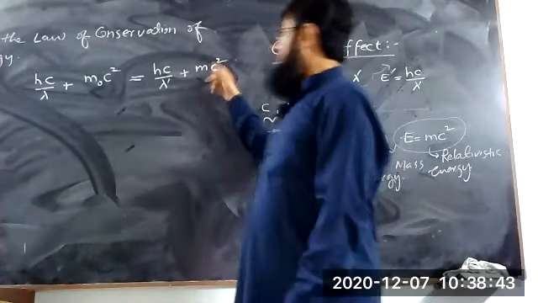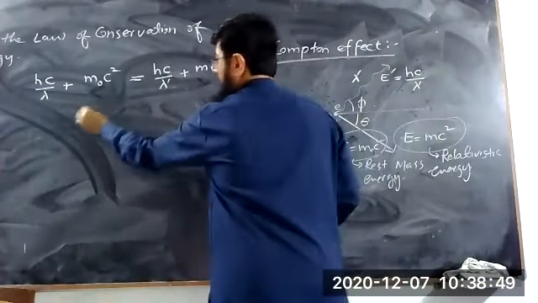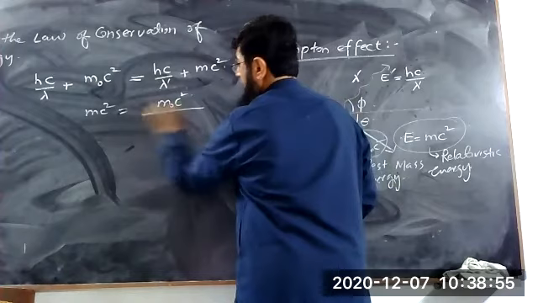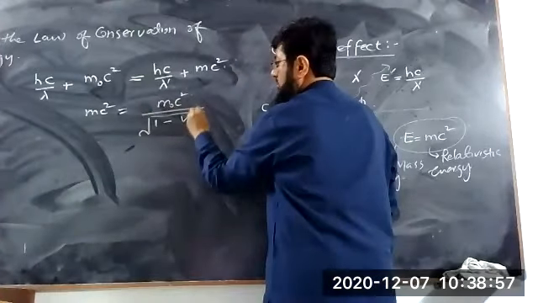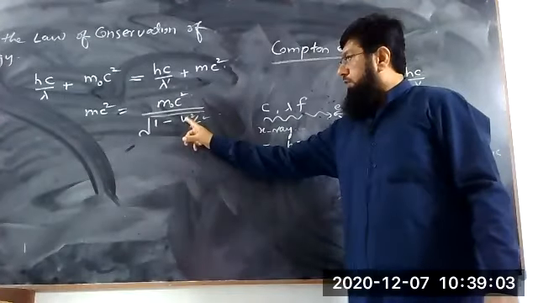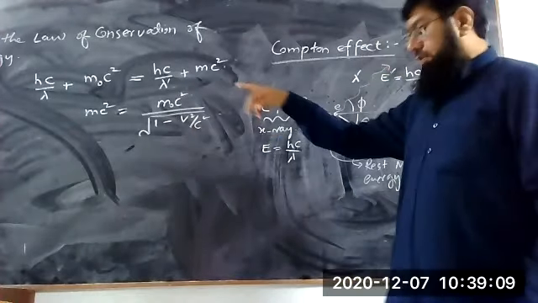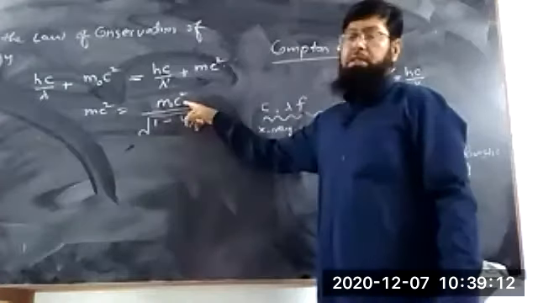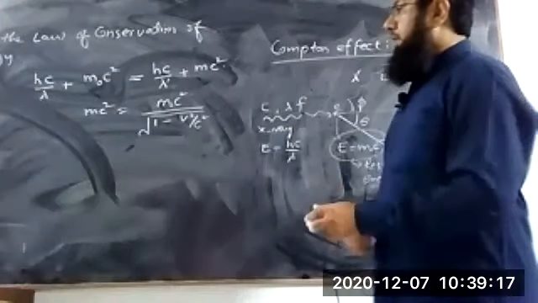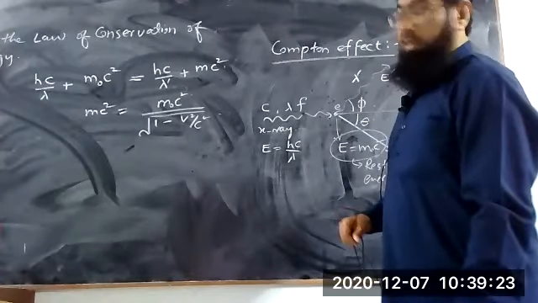Now mc square can be rewritten as m naught c square divided by the square root of 1 minus v square over c square, and this is known as the Lorentz factor. Here v is the velocity of the electron and c is the speed of light. So the relativistic energy is equal to the rest mass energy divided by the square root of 1 minus v square over c square, the Lorentz formula for the conversion of energy into relativistic energy.